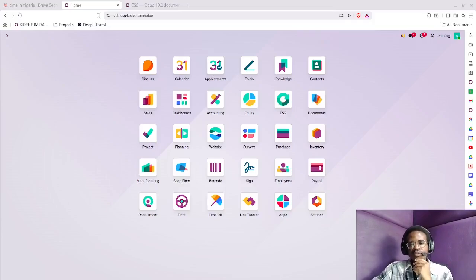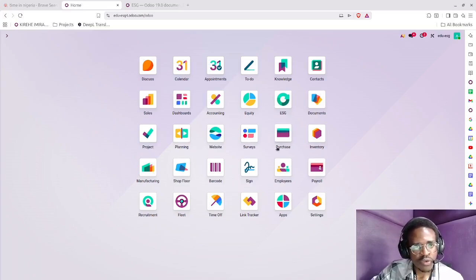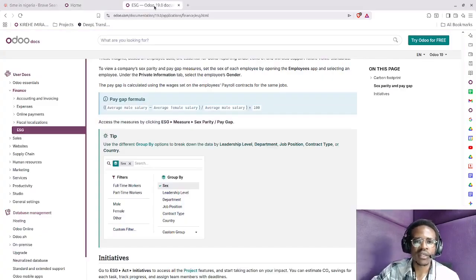Right. So now let's look at the social aspect. We've talked so much about the environmental aspect. Let's look at the social aspect. You've probably heard of sex parity and pay gap. What is sex parity? Let's look at the documentation.